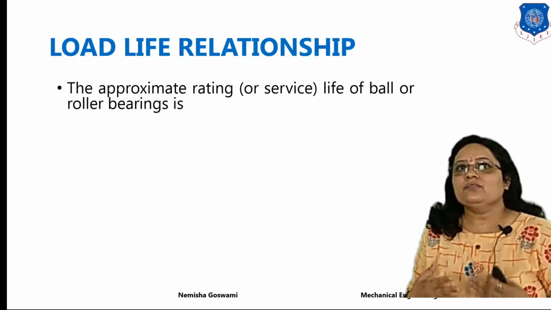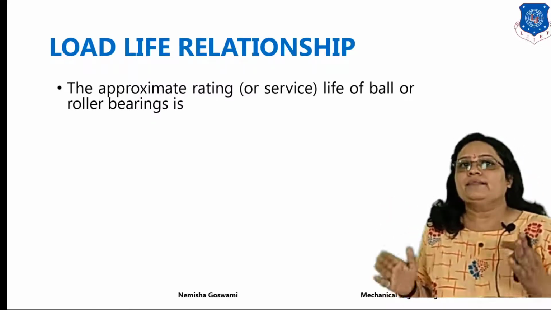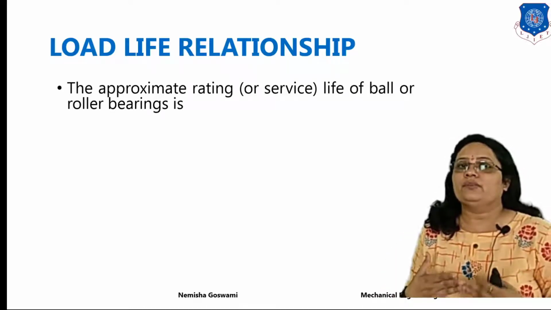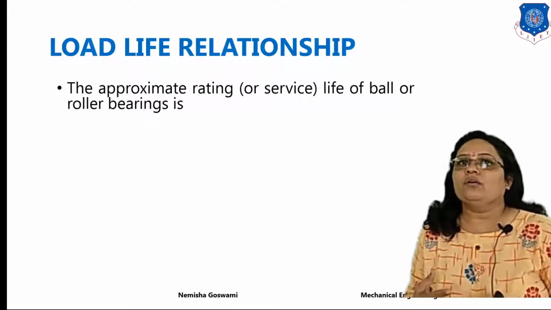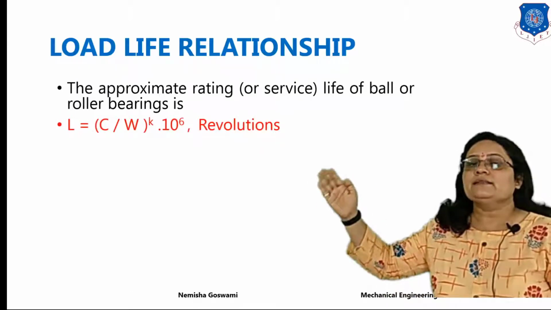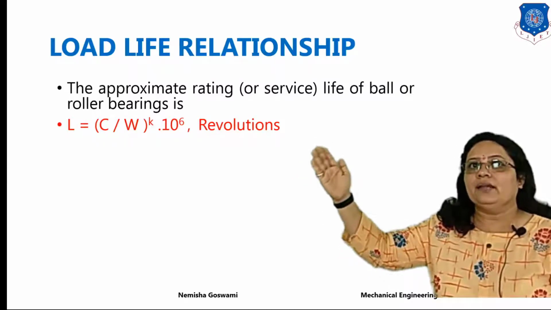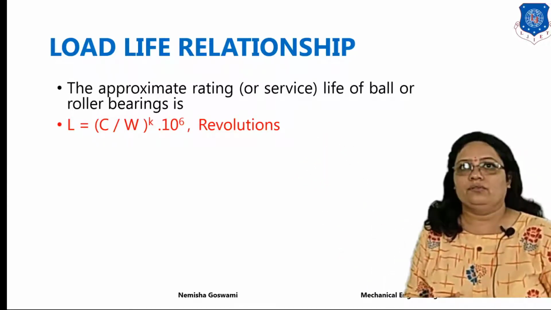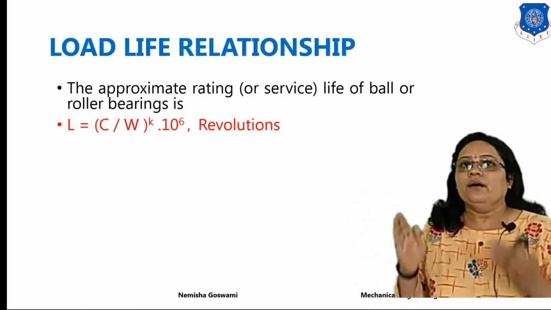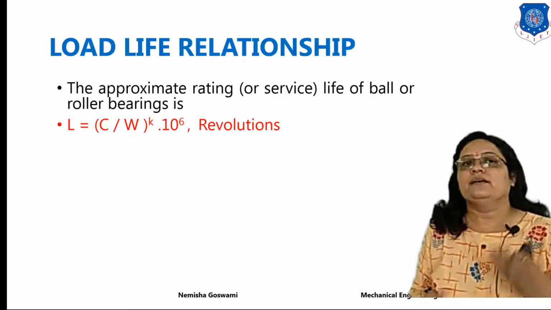So now, what is the load life relationship? Here we will see a standard formula that is used to find the life of bearing by using the dynamic load or equivalent dynamic load, right? This formula is: life of bearing L = (C/W)^k × 10^6 revolutions. Okay. So here we always consider the life of bearing with respect to 1 million revolutions. So 1 million means 10^6 revolutions, right?